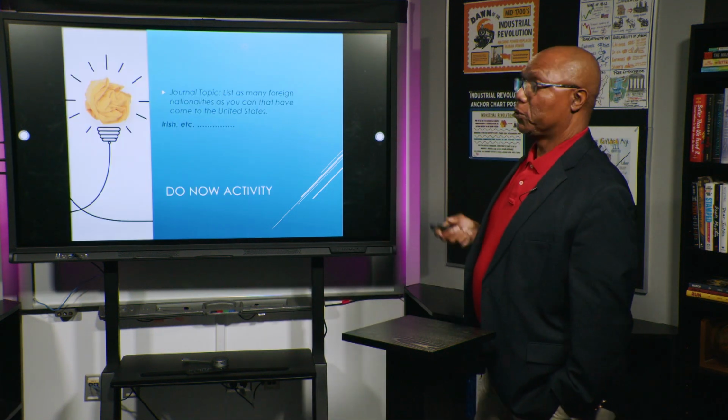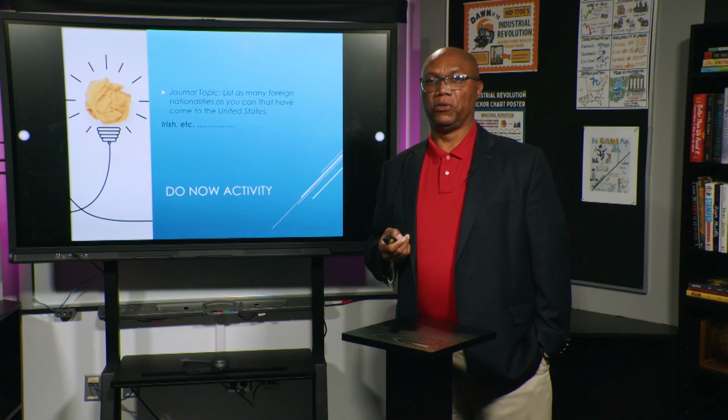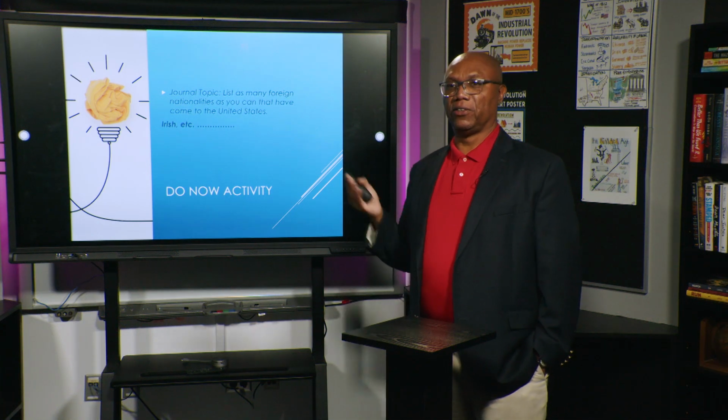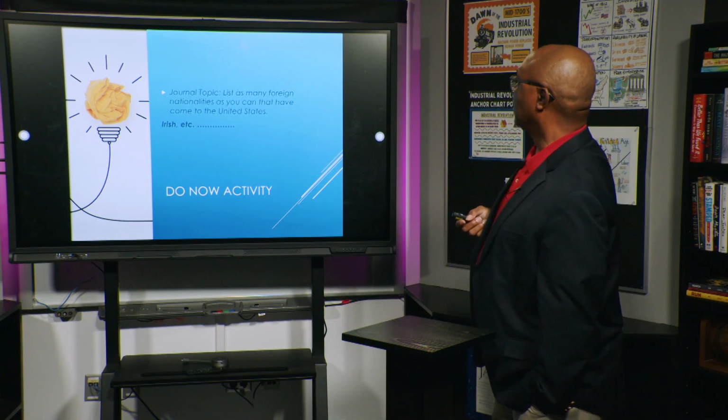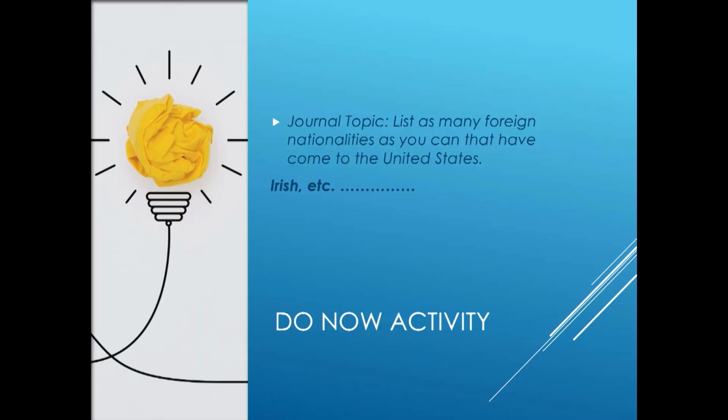We're going to start, of course, with a do now activity. In your journals, what you should do at this time is write down the journal topic. And what it says is, list as many foreign nationalities as you can that have come to the United States. We'll give you a few minutes. You can go ahead and start that activity now.